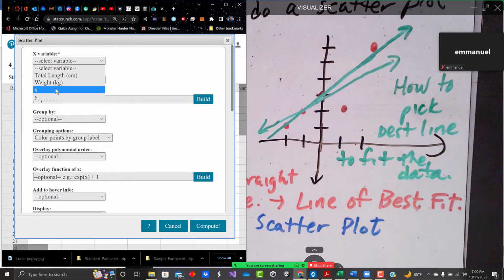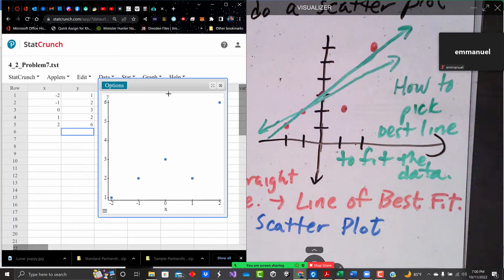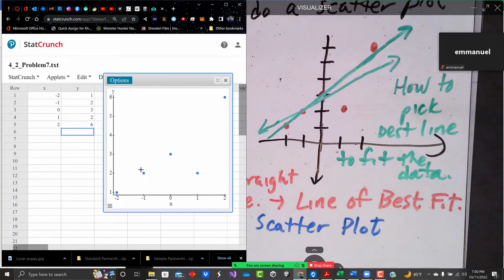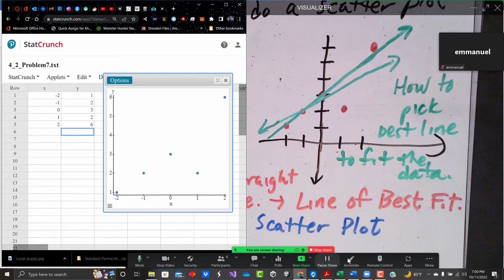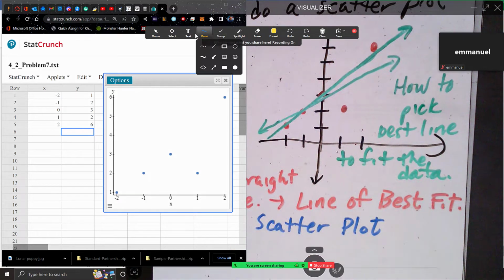I labeled it X, so I'm going to use X. And I labeled that Y, so I'm going to use Y. And we can see it doesn't make a perfect line. I wonder if I can annotate and do a straight line over this with annotate. I can.